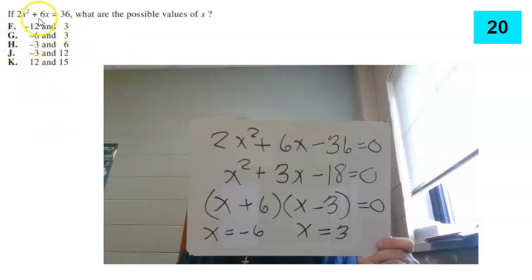An alternative way to do that would be to graph this original equation and see where they intersect, and the x-coordinates of the points of intersection are -6 and 3.